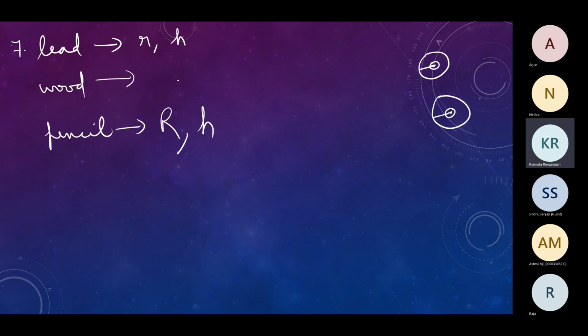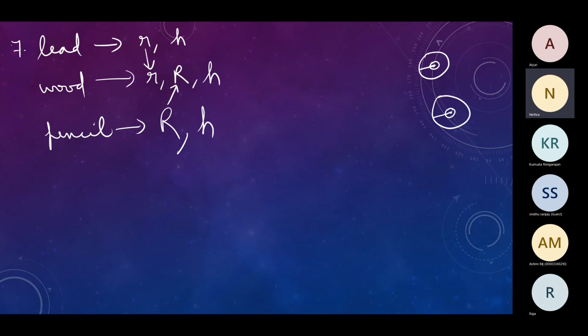The wall of the wood is thick, so you have an internal radius and external radius. This is the internal radius. This is the external radius. And the height is the same, h. Do you understand the values, children? Yes. Okay.